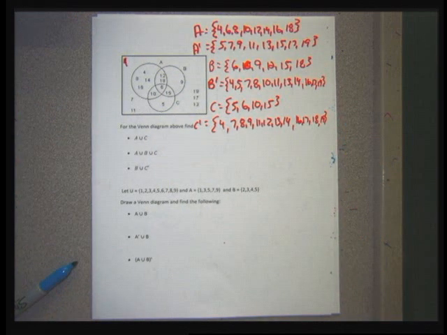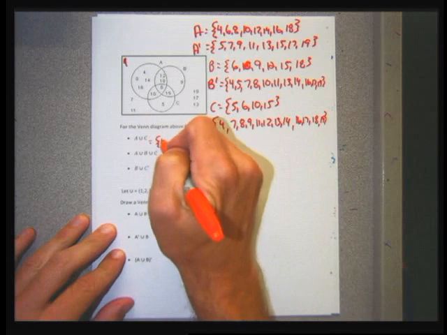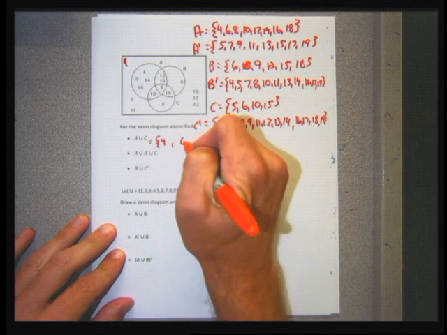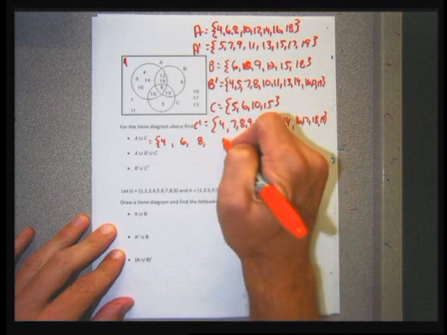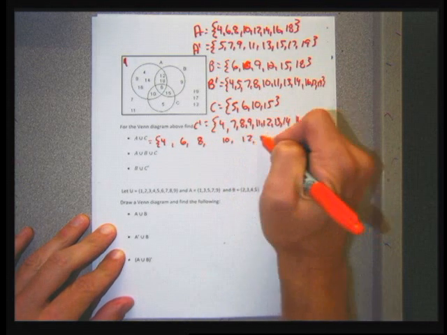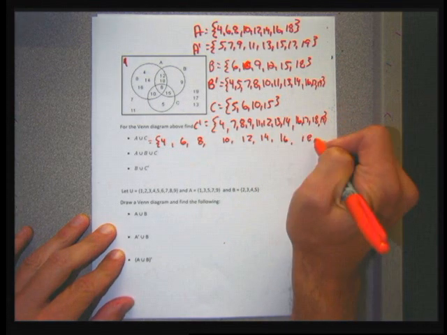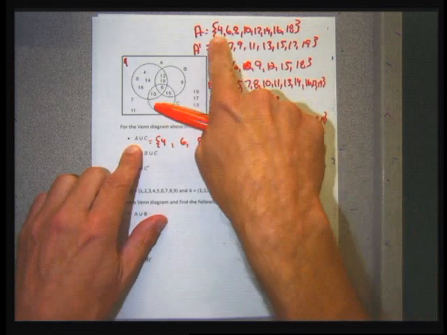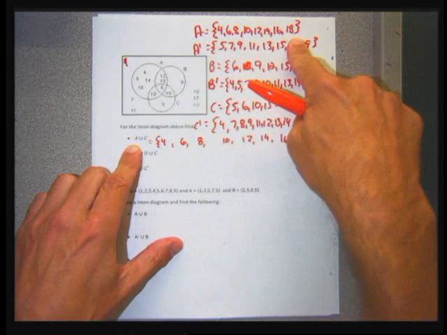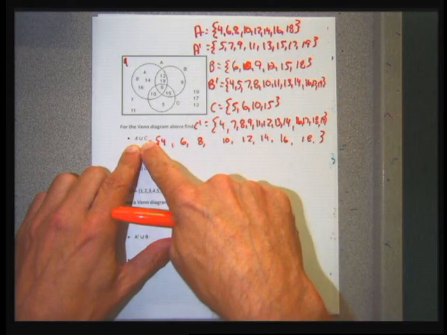So A union C, I take the entire A set and then add to it anything in the C set that I haven't gotten already. So the A set is 4, 6, I'll leave myself room just in case I need to fill things in, 8, 10, 12, 14. I didn't leave a lot of room there. 16 and 18. So all I've put down in my union is the entire A set, 4, 6, 8, 10, 12, 14, 16, and 18. And now I'm going to start adding things from the C set.